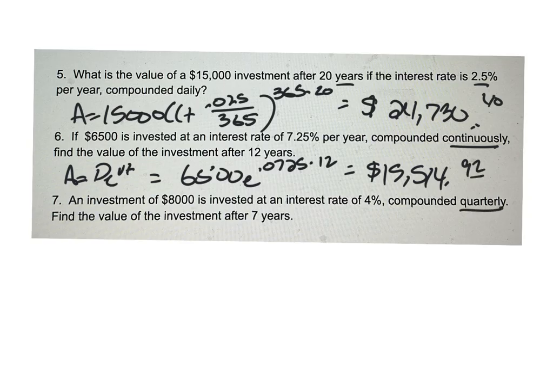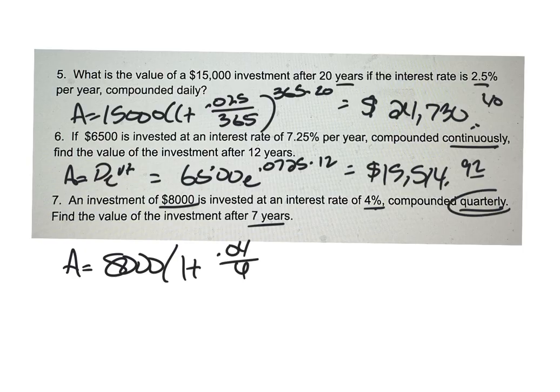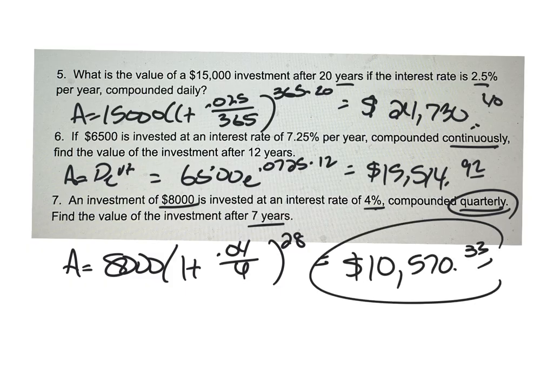And number 7, another one. This one says compounded quarterly. There's the principal, there's the rate, there's the time. That's all I need. The principal is $8,000, 1 plus 0.04 over n. n is 4 because of quarterly. And then my exponent is going to be 28 because remember, it's n times t, so 4 times 7. I'm going to punch this one in, and when I do that, I'm getting $10,570.33. All right.